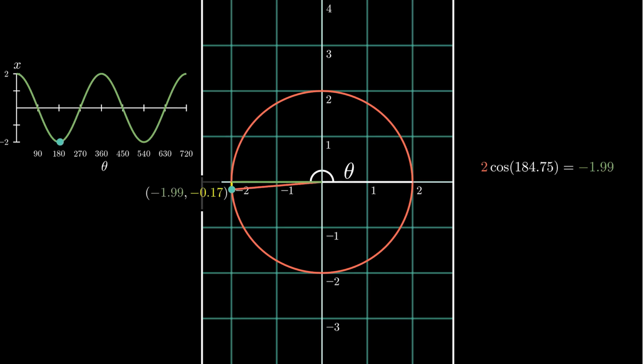The fourth ordered pair is cosine of 270 degrees, also known as cosine of 3 pi over 2 radians, which on a circle of radius 2 is the ordered pair 0, -2. As you can see, the shadow again has no length along x because it's directly below x equals 0. Notice this value displaying on the left on the graph of x versus theta.